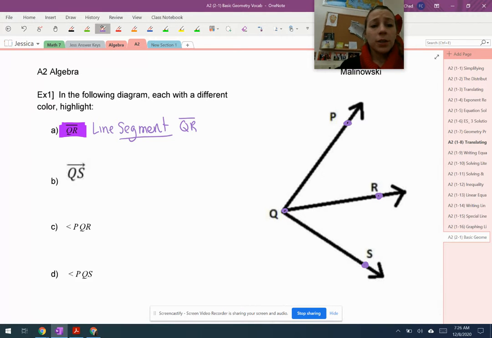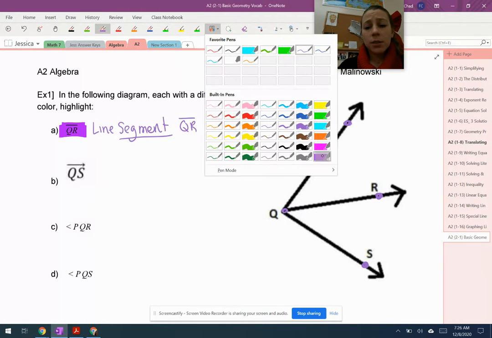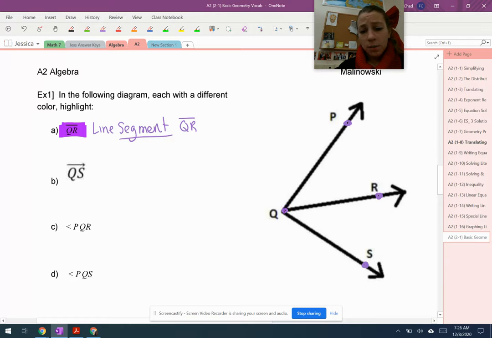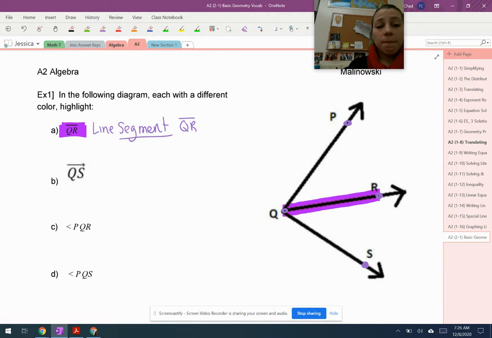All right, so QR is going to be from endpoint to endpoint, not including the arrow, because there's no arrow on top of that notation, which makes sense.